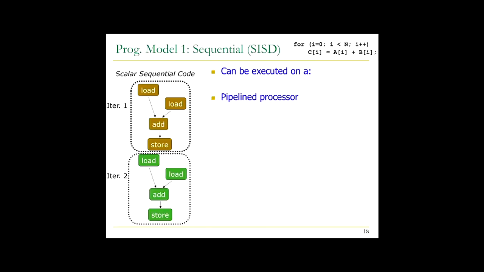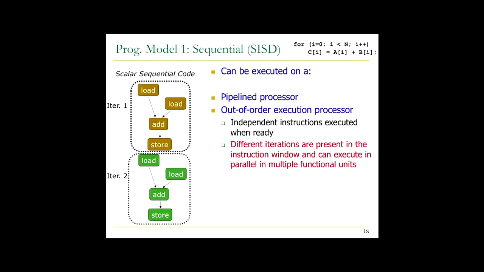This can be executed on a pipeline processor. You've seen an out-of-order execution processor. That's also something you've seen. Basically, independent instructions are executed when ready. If you have an out-of-order processor, basically different iterations can be in the pipeline at the same time, right? This load may take a long time. And this add and store may depend on it, so they'll need to wait in the reservation stations. But these instructions can execute in an out-of-order processor, because this is from a different iteration. They're independent. And they can execute in parallel.